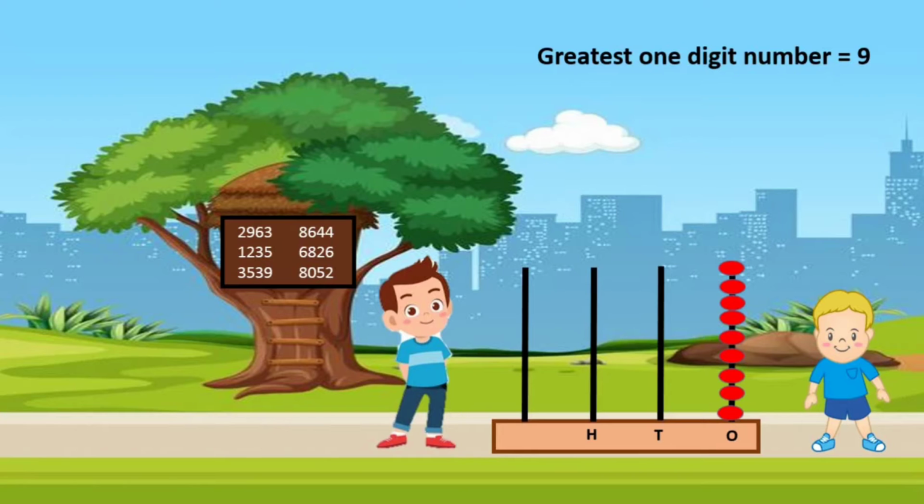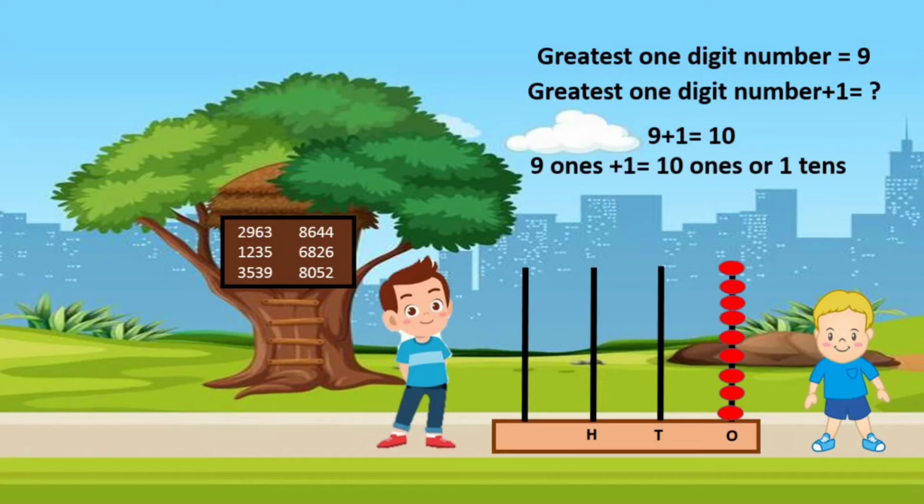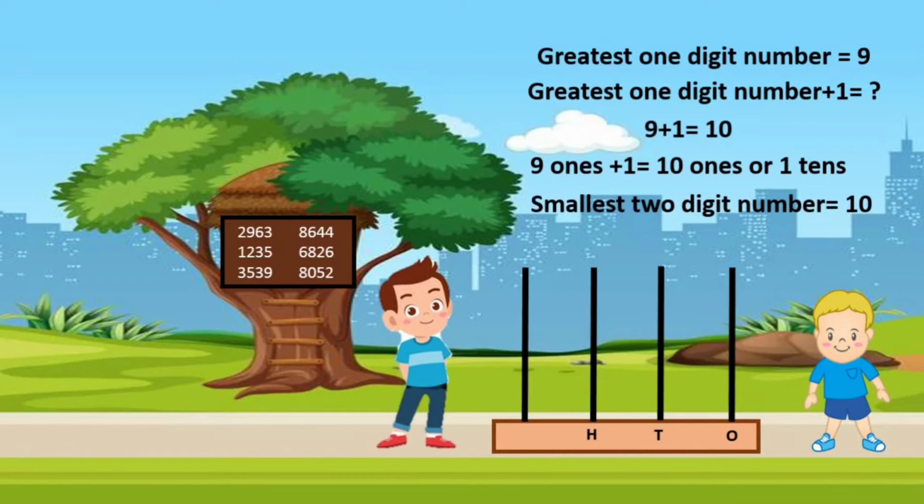Now, what if I add 1 to the greatest one-digit number? Alright, the greatest one-digit number is 9. So, 9 plus 1 is 10. So, you may say 9 ones plus 1 is 10 ones or 1 tens. And 10 is the smallest two-digit number. Let's now place 10 on the abacus with the help of beads.